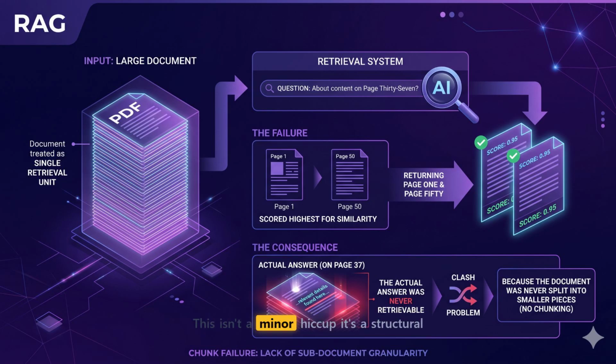This isn't a minor hiccup, it's a structural roadblock that keeps your AI from ever getting past generic top-level answers. To solve this, we can't just throw more computing power at the retrieval step. We have to change how we prepare the document before the RAG system even takes a look. And that leads us to the critical concept of smart indexing.